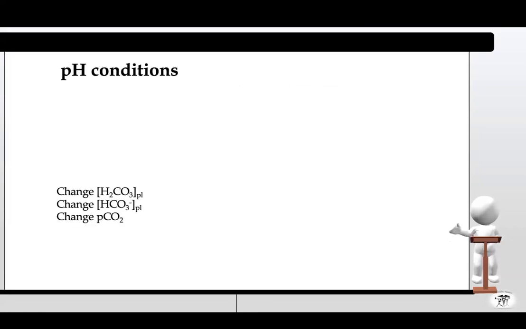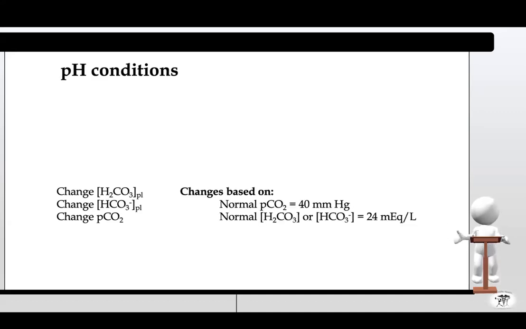Whenever we start looking at pH conditions, we're going to be looking at it based off of changes in either carbonic acid, H2CO3, or bicarbonate, HCO3 negative, or the concentration of carbon dioxide, the PCO2, that we happen to see within the arterial blood, where we have normal values of PCO2 at about 40 millimeters of mercury pressure, and normal concentrations of carbonic acid and bicarbonate of about 24 milliequivalents per liter.